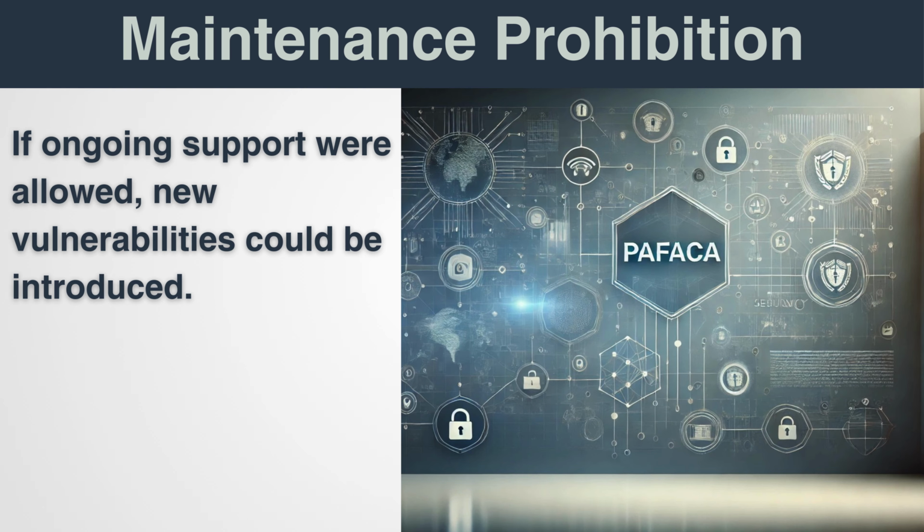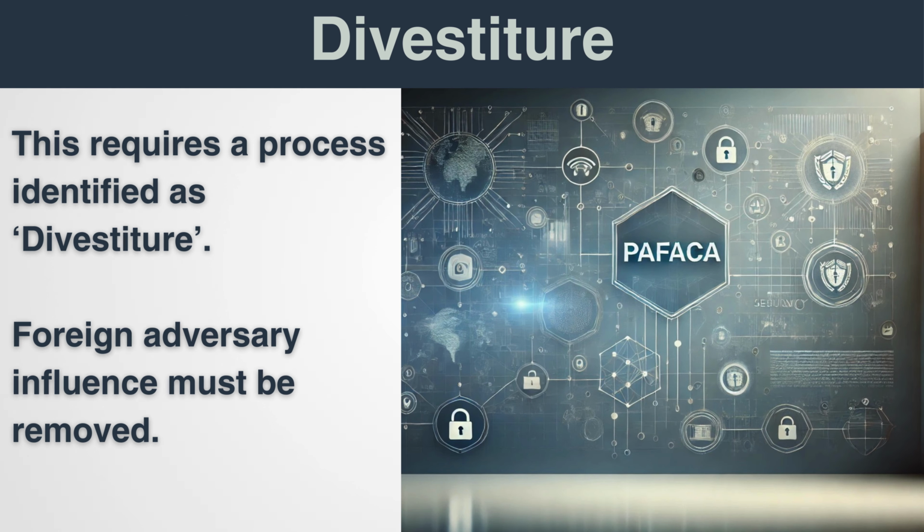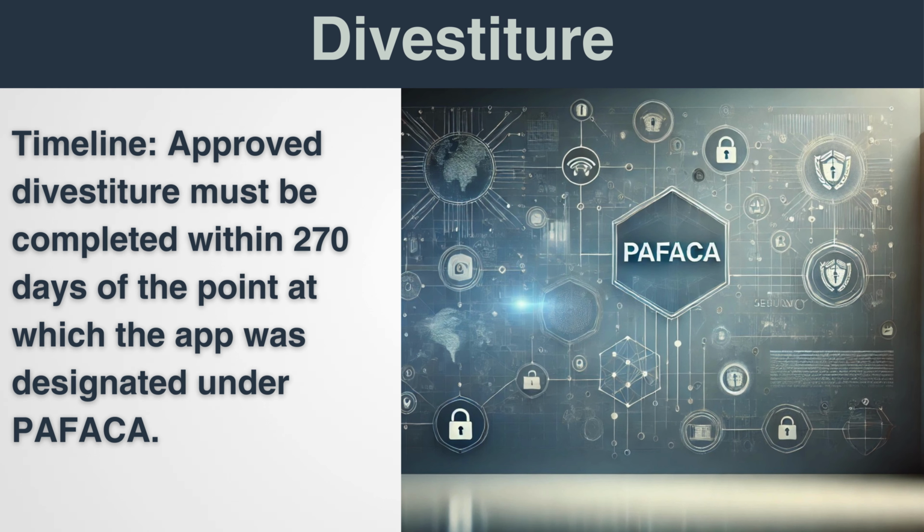For a designated application to continue operating legally within the United States, PAFACA mandates the removal of foreign adversary influence through a process called divestiture. The key details of this requirement include the timeline. Once an application is designated, the owners are given 270 days to complete a qualified divestiture. This period is set to ensure that there is sufficient time for a proper transfer of control, while emphasizing urgency in mitigating the security risks.